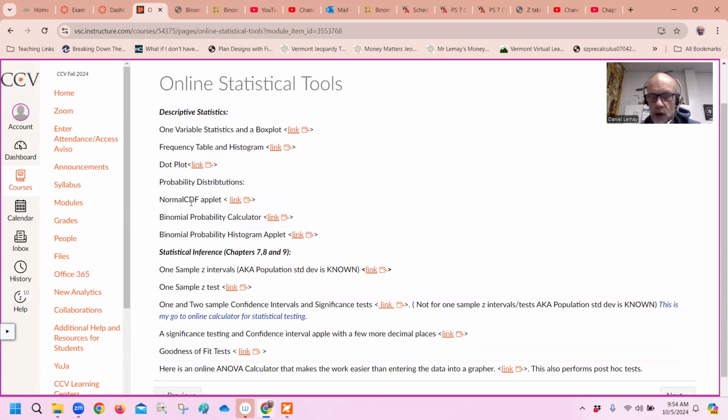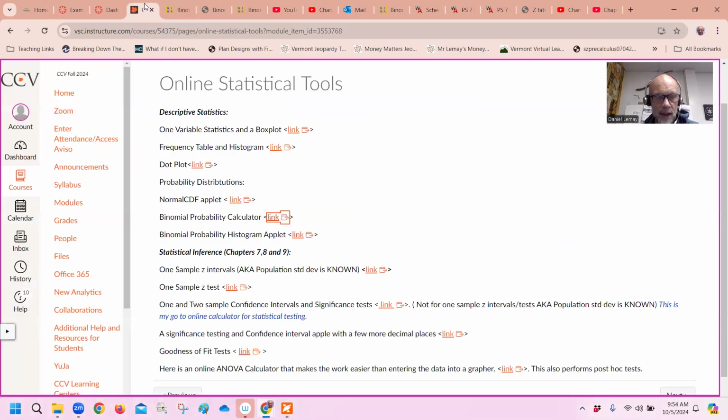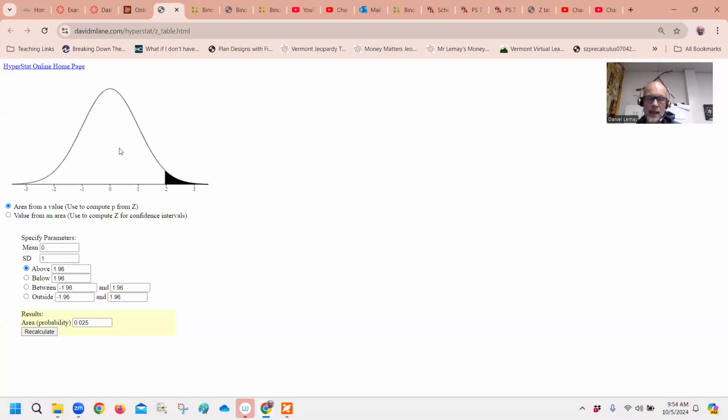CDF, normal cumulative distribution. What's F? I don't remember. Frequency distribution. That's what it is. So I'm going to click on that list, and this takes. Oh, wow! I got that link wrong. Normal CDF. There we go. I guess I clicked on the wrong link.